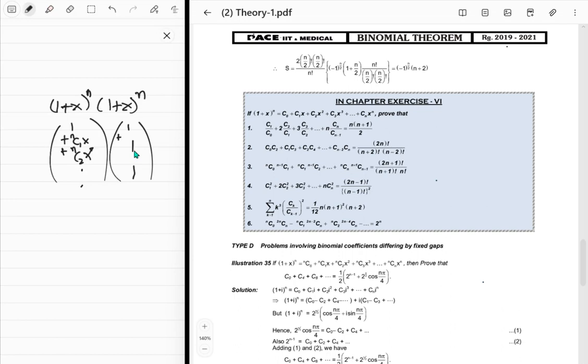Since we want x power n minus 2, we can start off at 1, so the first term, which is nC0, times whatever term has x power n minus 2 from the second bracket, which is nC(n-2). Then the next will be nC1 x, times whatever term has x power n minus 1 from the second bracket, so nC(n-1). And then you get the idea, right?